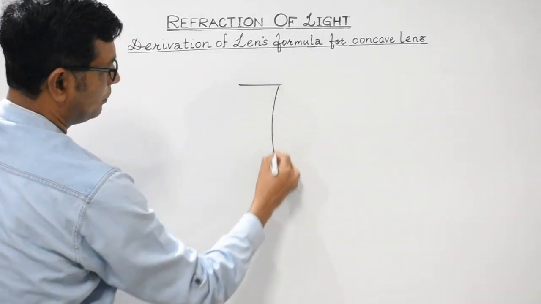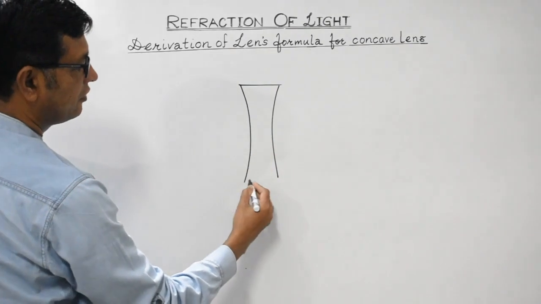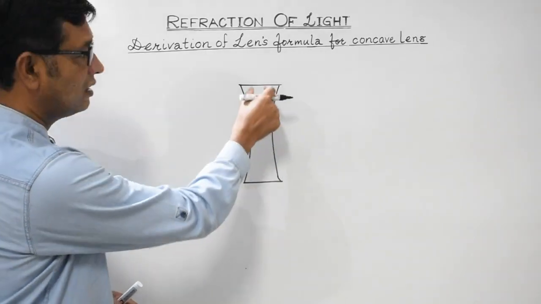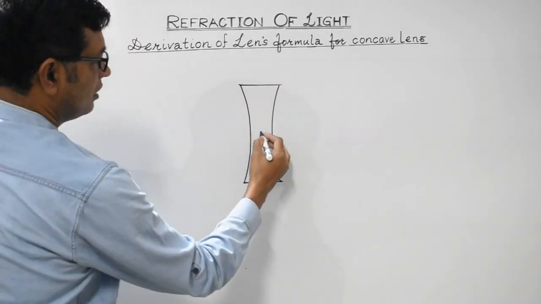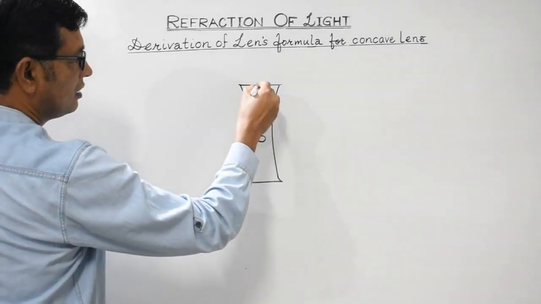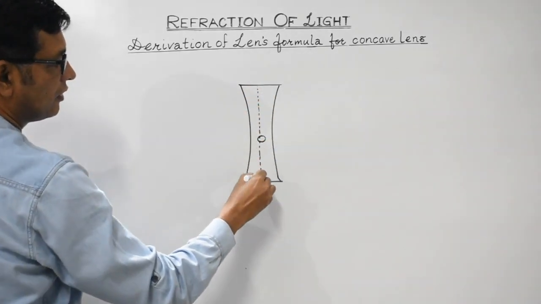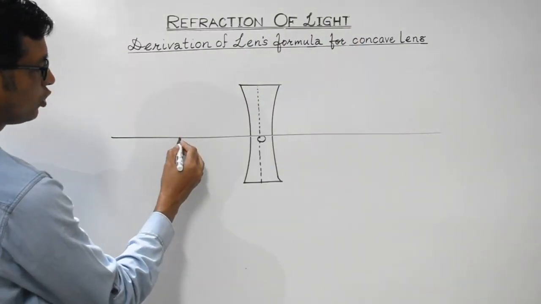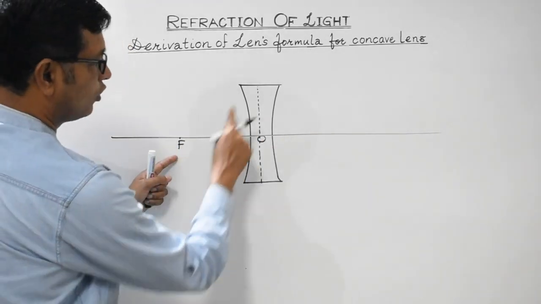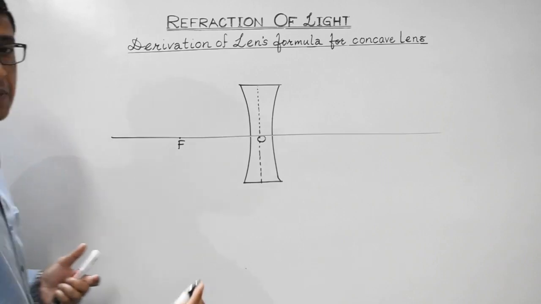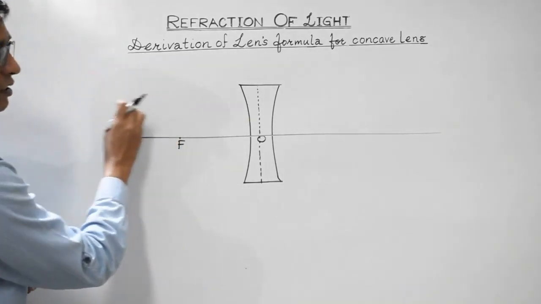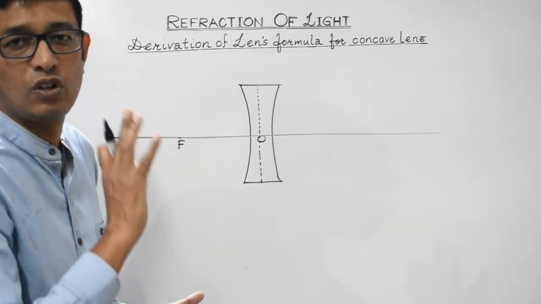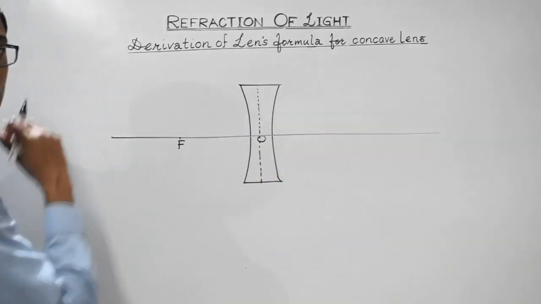So suppose this is the concave lens, which is thin at the center and thick at the edges. This is the optical center and this is the reference line. And suppose this is the principal axis, right? Let us consider this to be the focus. This is the virtual focus of this concave lens. An object may be placed anywhere. Wherever the object is placed in front of a concave lens, the nature of the image obtained is always virtual, erect and diminished, formed on the same side as that of the object.